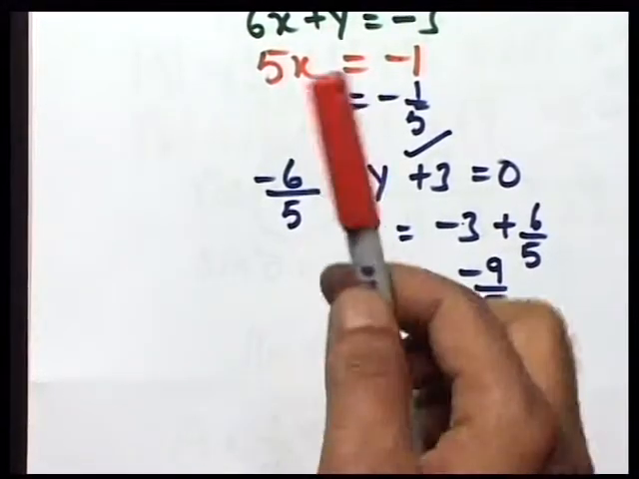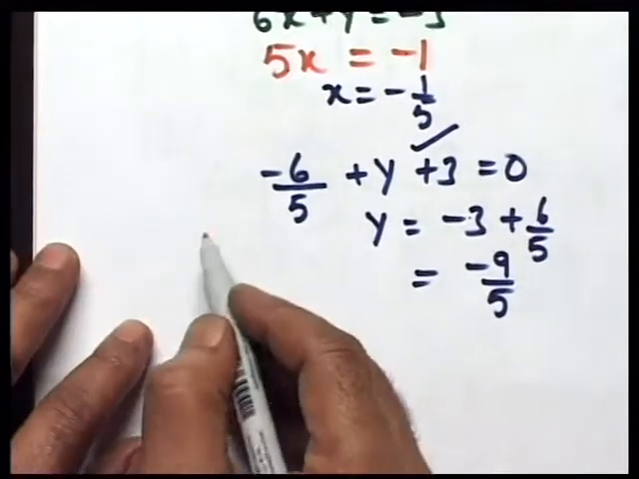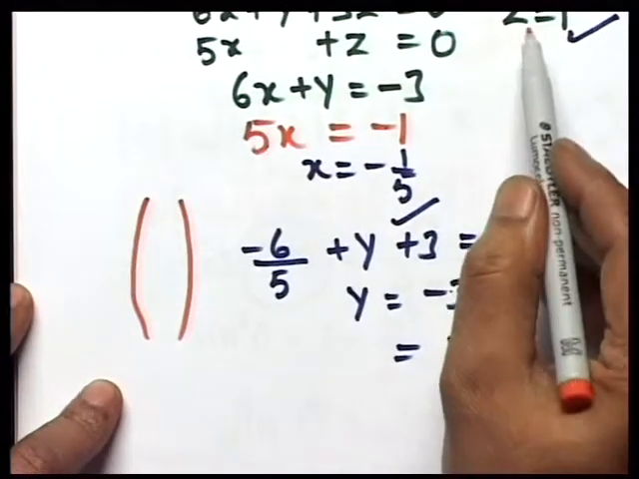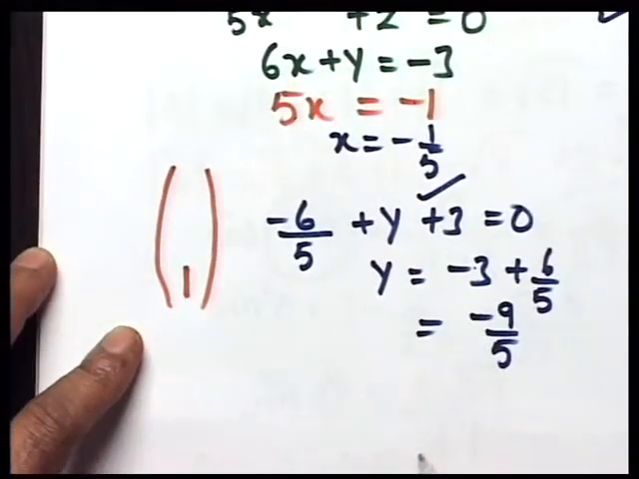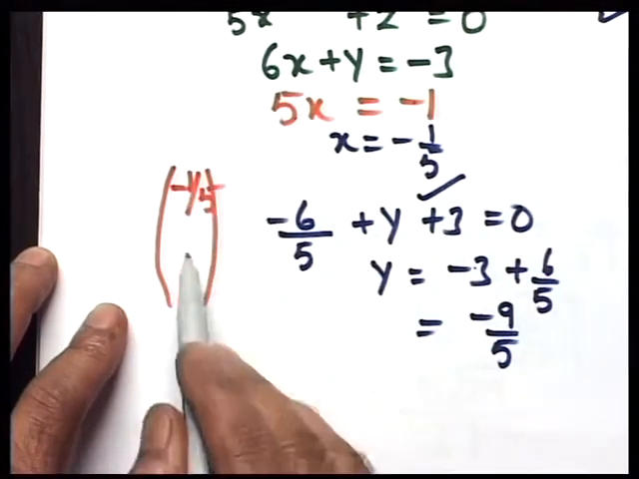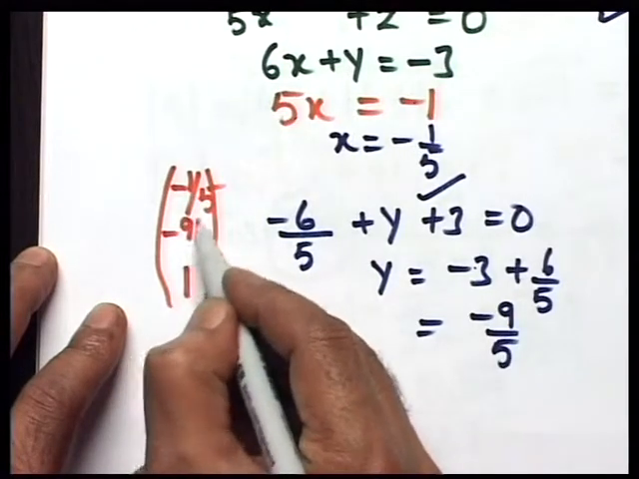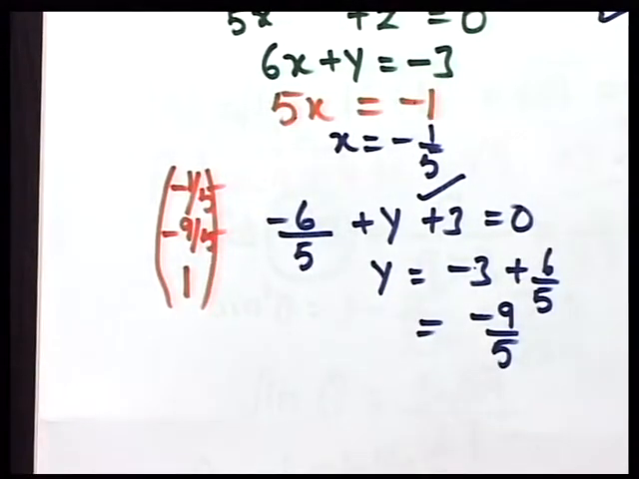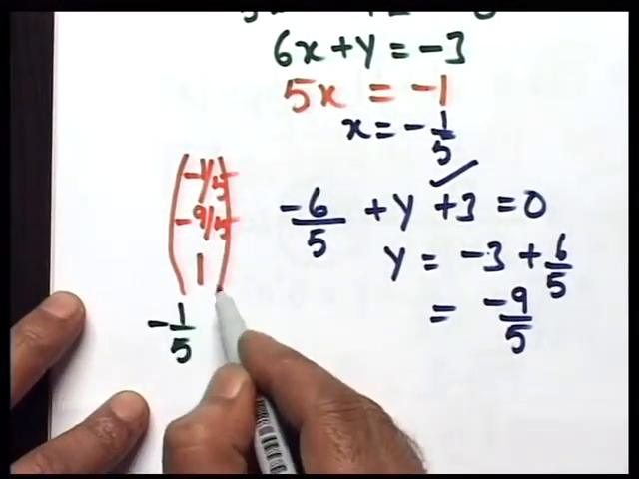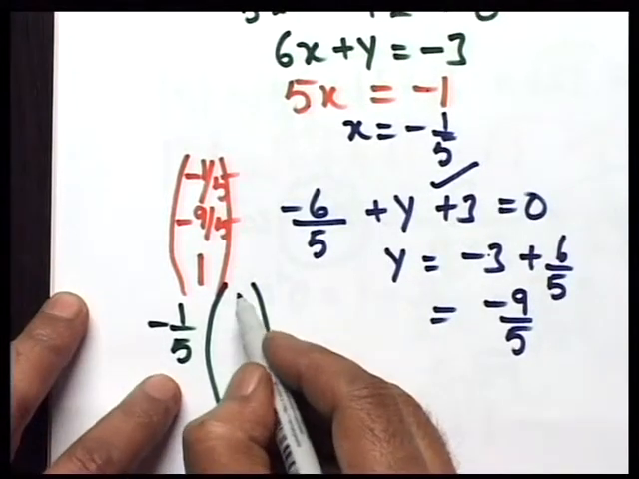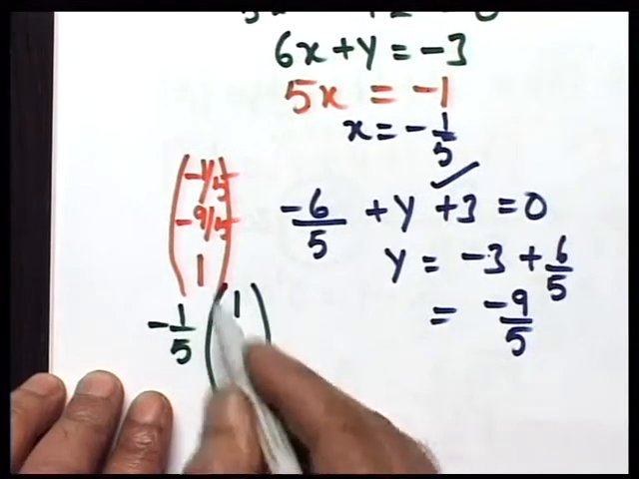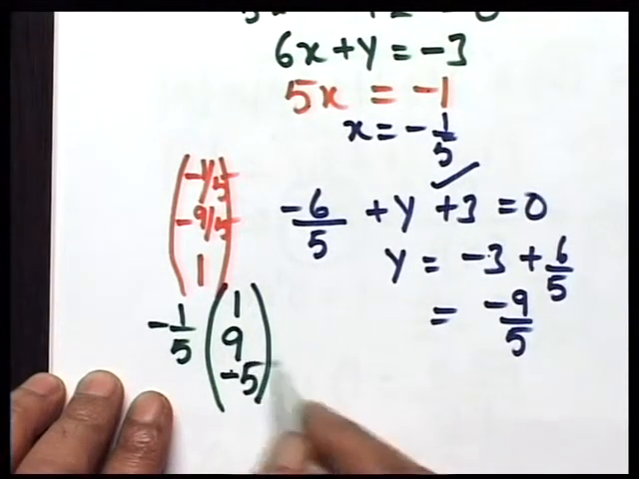we got 3 values of x, y, z, and let's write them as a column vector there. Z equals 1, we know, so let's write 1 there. X equals minus a fifth, so let's write minus a fifth. Y value is minus 9 over 5. To make it good looking, what you can do is take minus a fifth common as a scalar, right? So that should be a 1 now, watch, minus a fifth times 1. And that should have been a 9, and the last one should have been a minus 5.